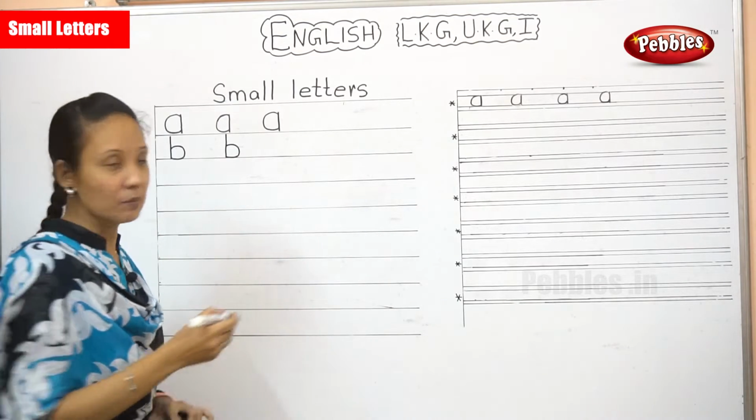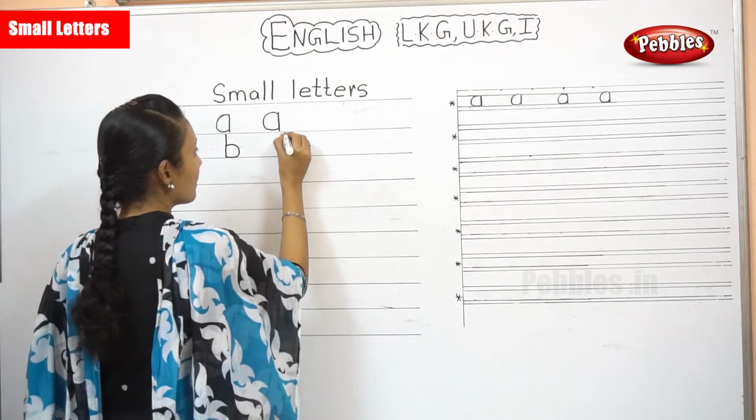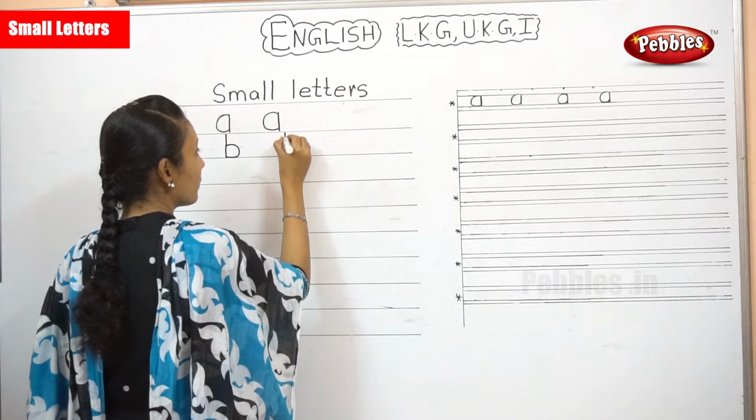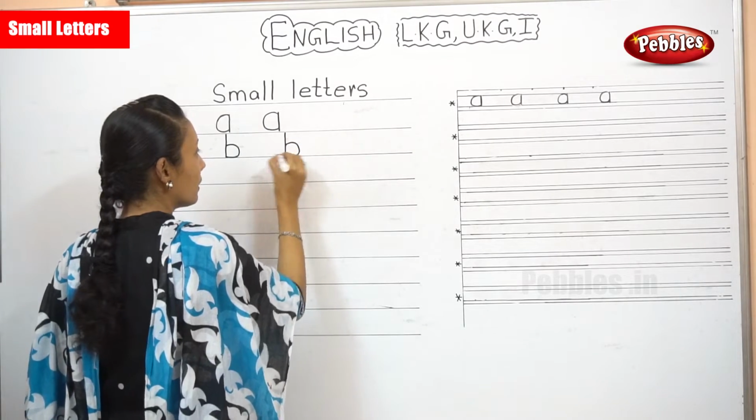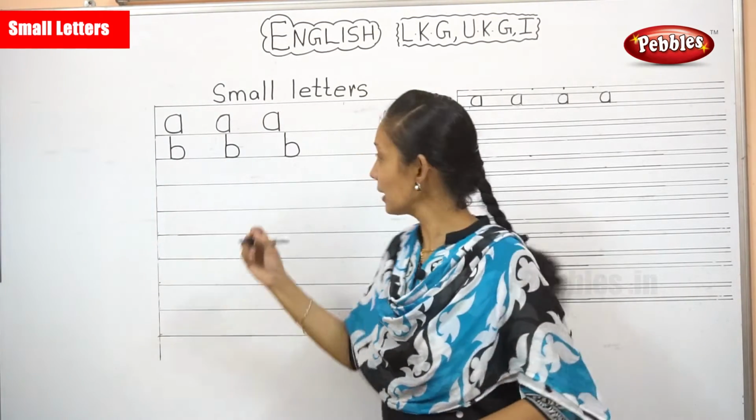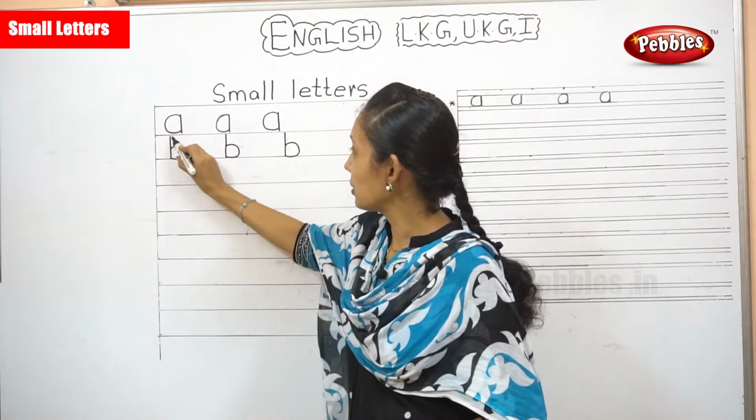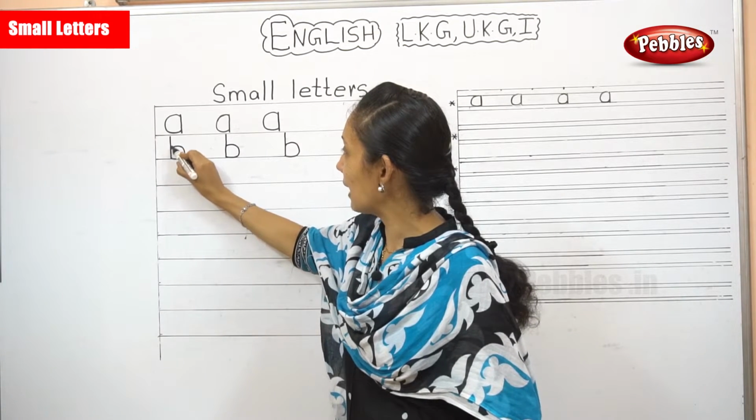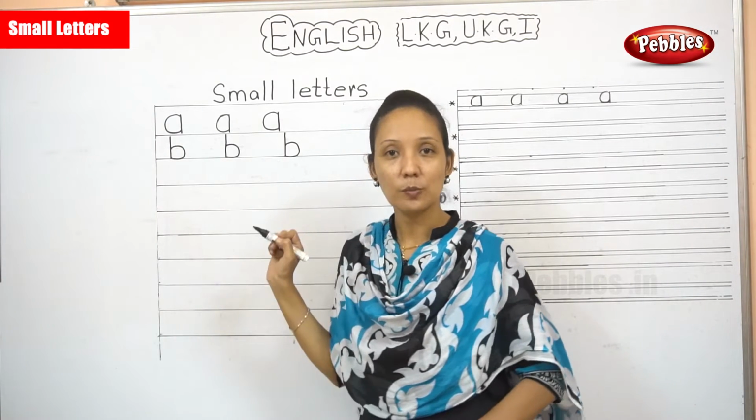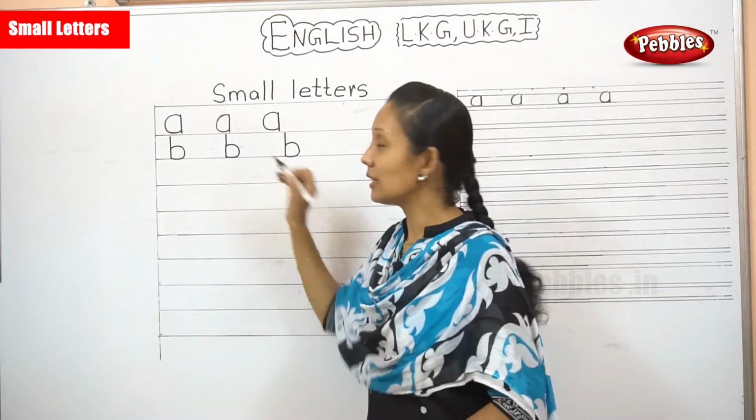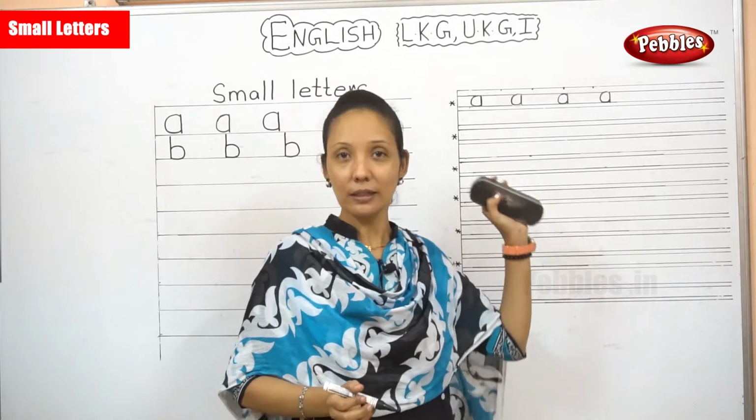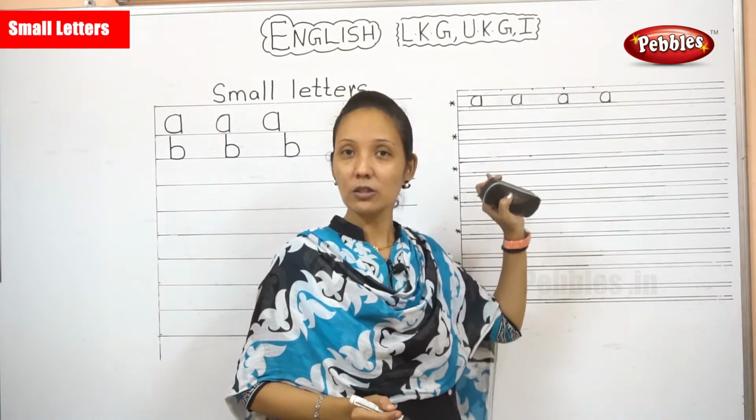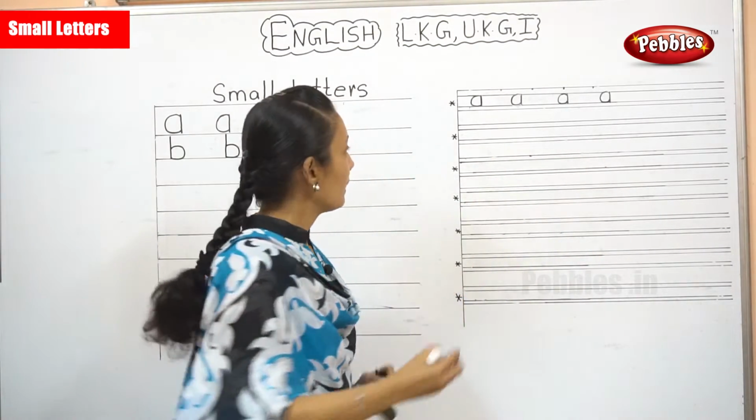Again a standing line and your curve, small b. Just as you learned, your standing line and your curve, it's your small b. Now shall we see how to write the small b on the 4 line? Can we see how to write it on the 4 line? Can we learn, children? Yes.